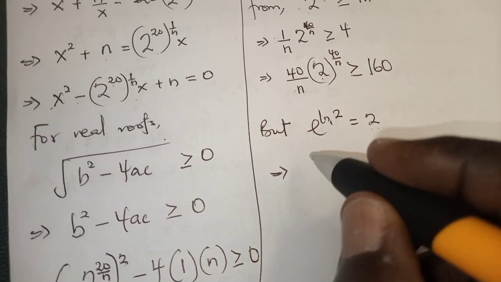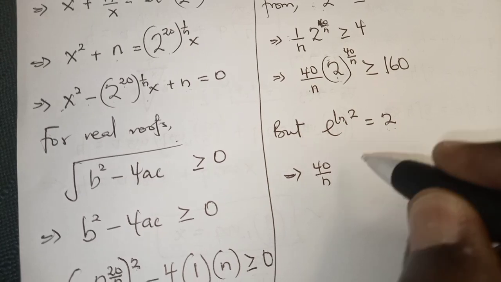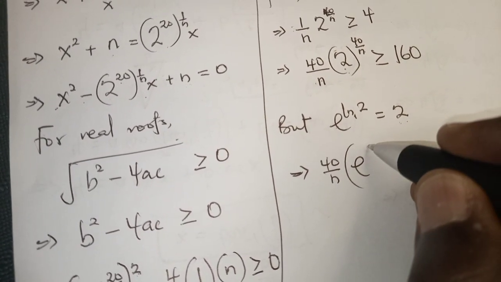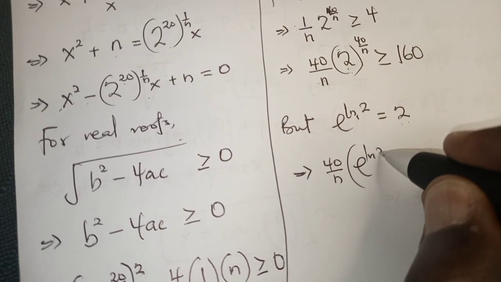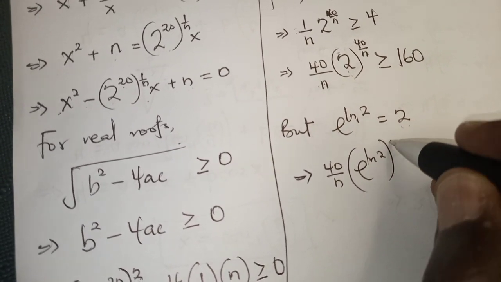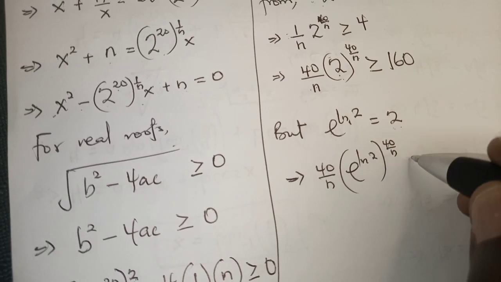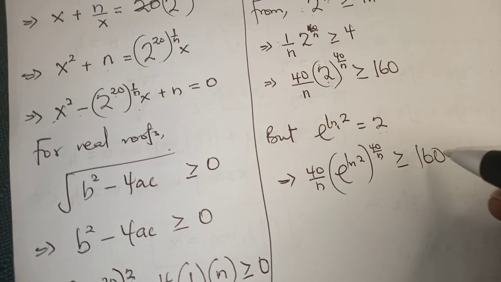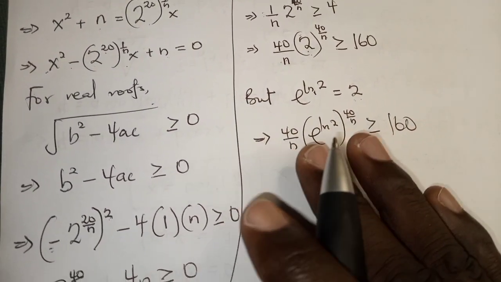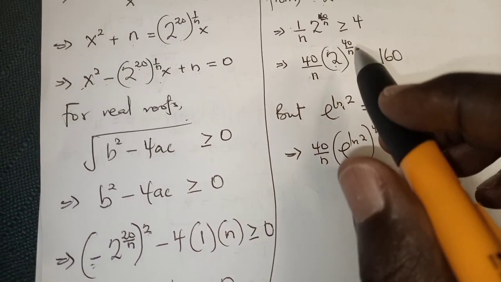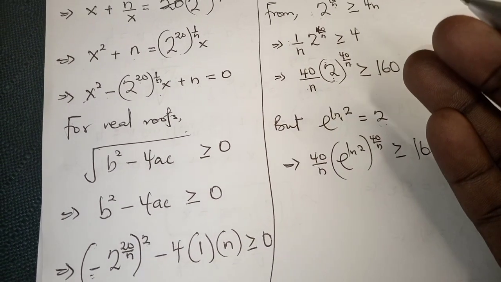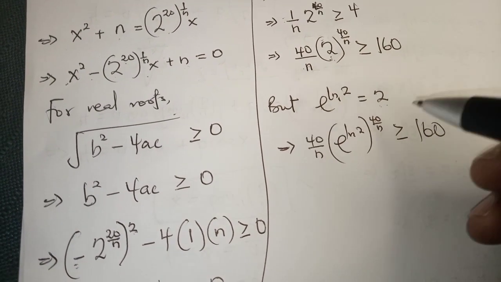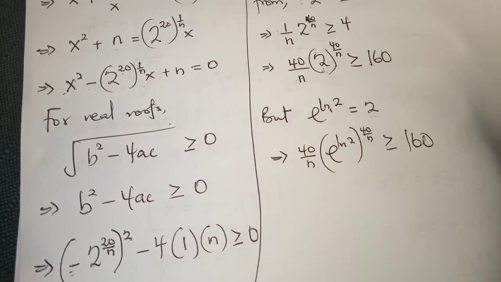So this implies that in place of 2 we put e exponent ln 2, then 40 on n, greater or equal to 160. We don't do anything to the right hand side because we've not done anything at all. We just expressed this one in a different way. It's just like saying 1 plus 1 equals 2. So instead of writing 2, we write 1 plus 1. So it's the same thing.